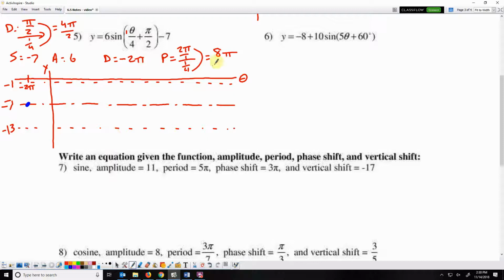Our period is 8 pi, so after I go a quarter of a period, I should go 2 pi, which puts me right back at theta equals 0. So there is one cycle, and there's a second cycle. After completing one cycle, we have gone 8 pi units, starting at -2 pi plus 8 pi puts us at 6 pi radians. Another 8 pi radians puts us at 14 pi.